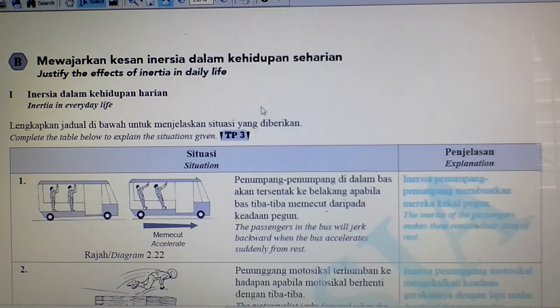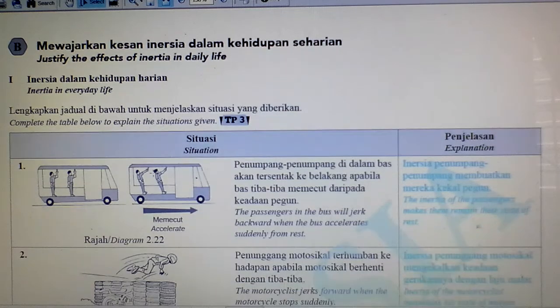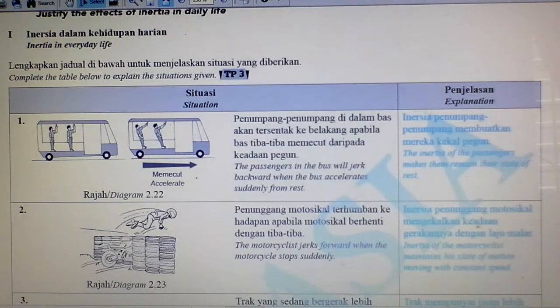Okay, now look at this one. Justify the effect of inertia in daily lives. Okay, so some of the situations in daily lives happen under this concept of inertia. Okay, number 1, look at the situation.